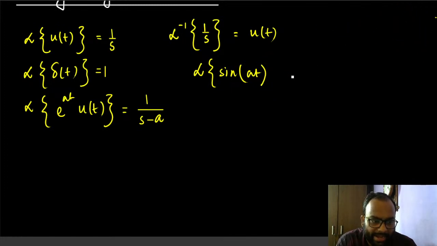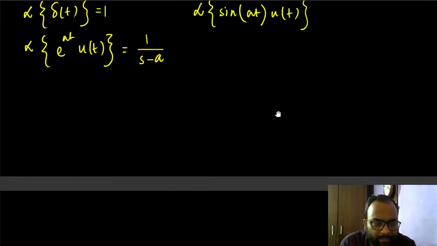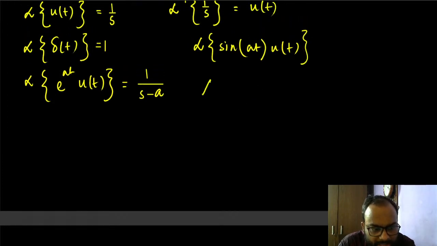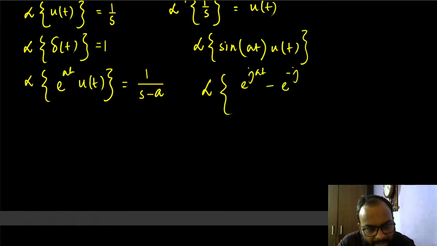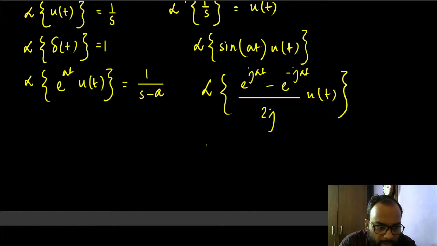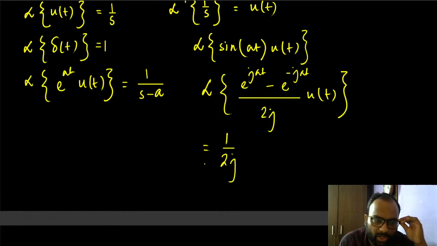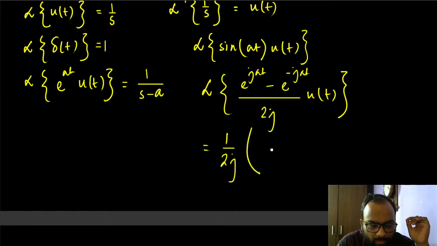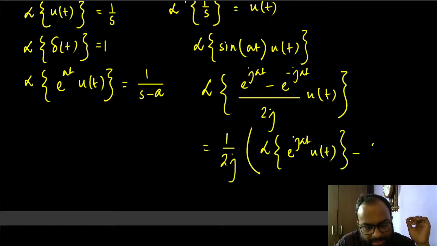So sine at u(t). We are making sure that everything is causal here, so we are calculating the Laplace transform of this. Essentially this is equivalent to calculating the Laplace transform of e to the power jat minus e to the power minus jat by 2j times u(t). You can see that 1 by 2j is a constant because it is neither a function of t nor of s, so it can go outside, and we are left with the Laplace transform of e to the power jat u(t) minus the Laplace transform of e to the power minus jat u(t).